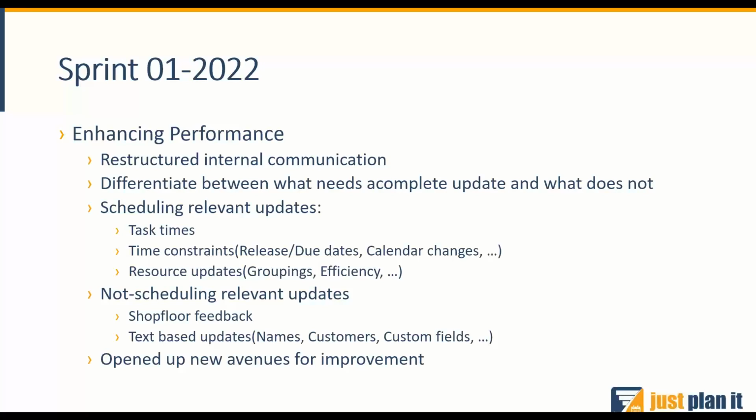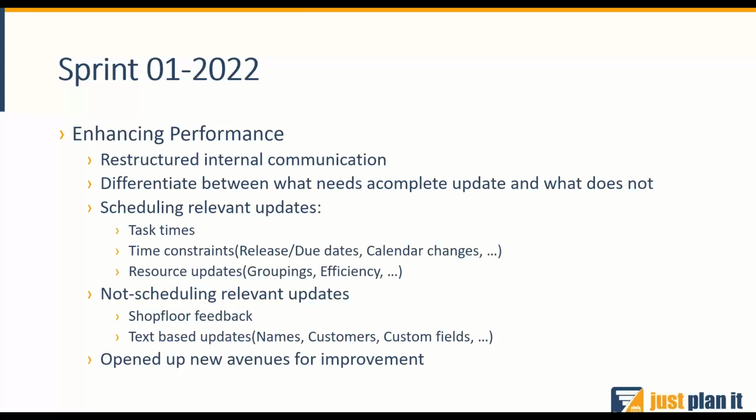because we restructured how we communicate between our clients and the backend calculating engine, and differentiate now to a way harder extent between what needs to have a complete update and what does not. So what are scheduling relevant updates that actually force us to do a whole sweep of changes? If you change a production time or a setup time, then of course this impacts the entire schedule, and we do actually need to update here.